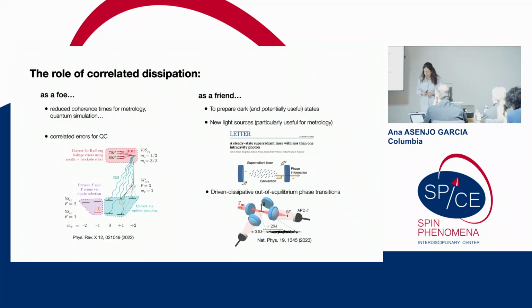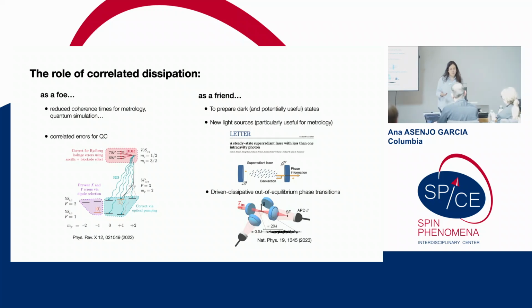More recently, there are other types of driven dissipative phase transitions that have been proposed. This is an experiment in the group of Antoine Browaeys, where this is without any cavity. You take a disordered cloud of atoms, you drive them, in this case, coherently, and above a certain threshold, there is a transition from what is called a magnetized to a superradiant state or phase. They claim that this transition can be seen in the forward direction by looking at the intensity. And this transition, again, happens because of correlated dissipation.